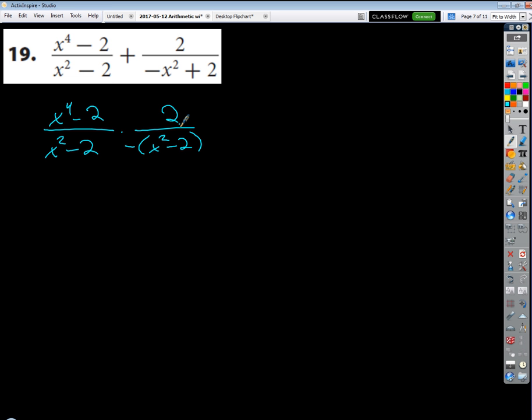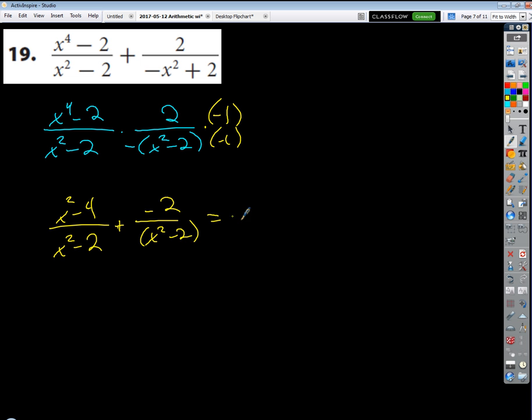So what would I do here? Multiply the top and bottom of, say, the second fraction by what? Negative 1. Right? Now what's that give me? I just get x squared minus 4 over x squared minus 2, plus negative 2 over x squared minus 2. So what's my answer look like there?